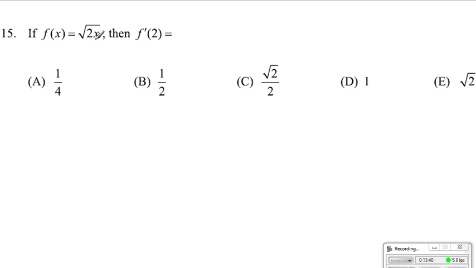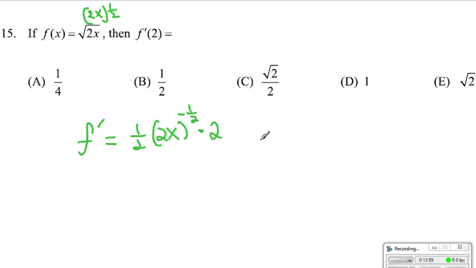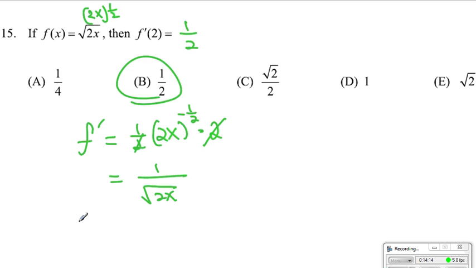Alright, here, what are we going to do? Taking the derivative, so this becomes (2x)^(1/2). So what we end up getting is f prime must be equal to 1/2 comes out, (2x)^(-1/2) times the derivative of the inside, which is 2. And this 2 cancels out with 1/2, simply leaving us 1 over square root of 2x. Once you plug in 2, what we end up getting is 1 over 2. Choice B.